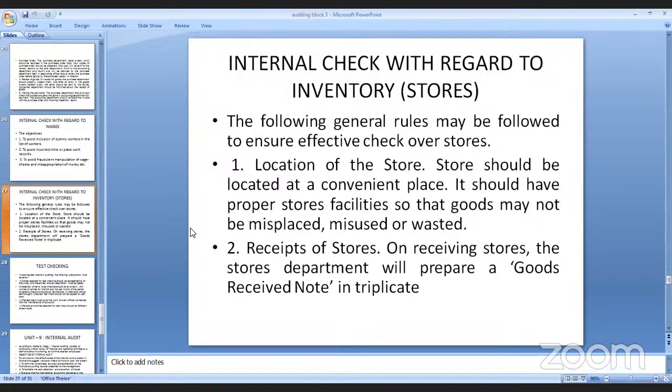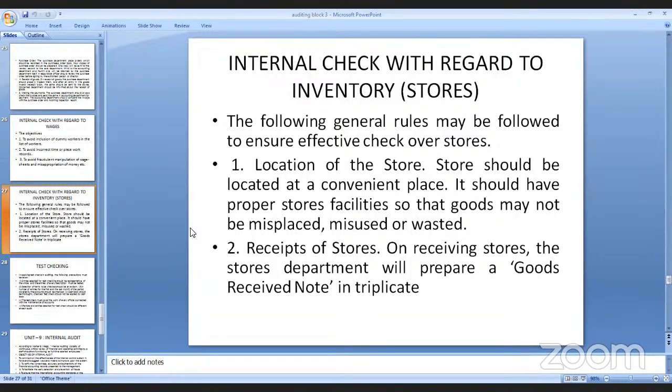Next, internal check in the inventory system. Inventory means stores, the raw material or products which are being stored in the godown. Here the following general rules must be maintained in the inventory stores, like the location of the store, where it is located.